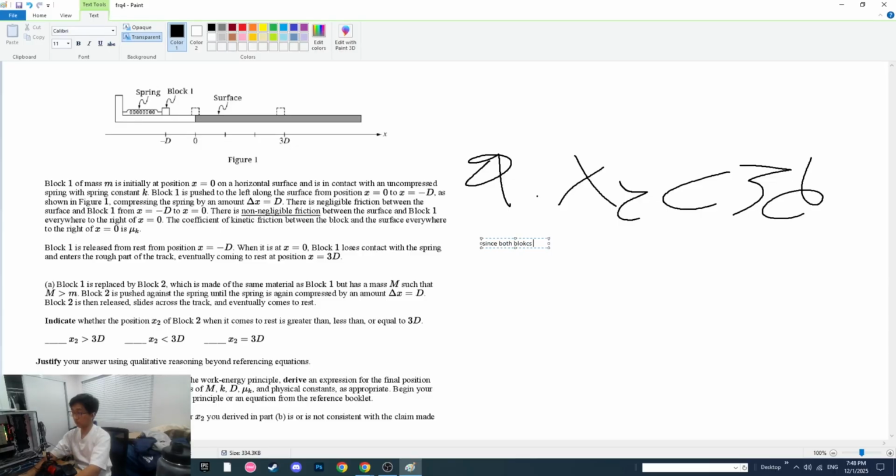We can say this because both blocks are released from the same distance in the spring, so they will have the same amount of energy. However, since the mass of the second block is greater, the friction component will be larger and cause it to lose more energy to the surface, and this causes it to slow down faster and stop before 3D.